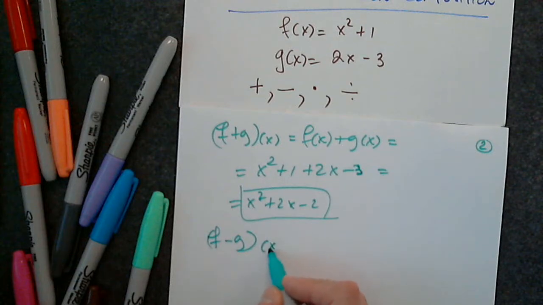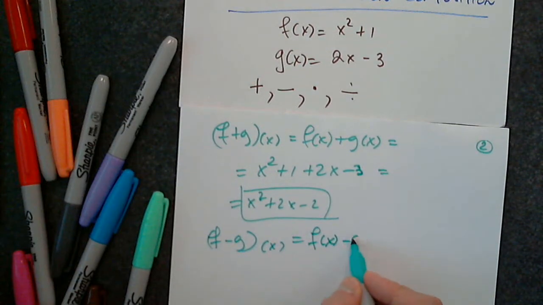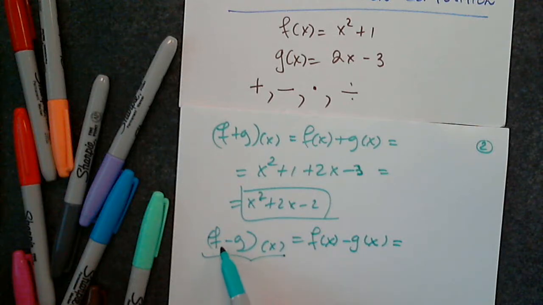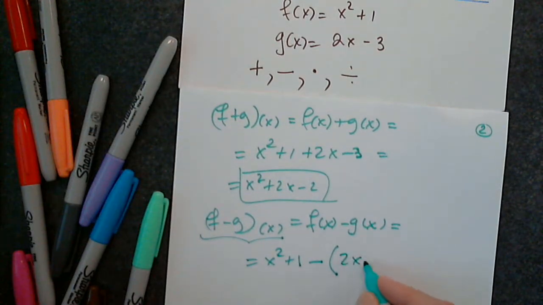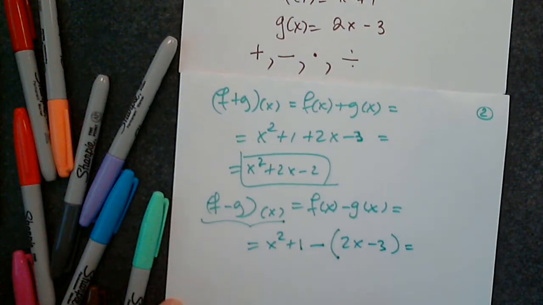Very good, awesome. Indeed, f of x minus g of x. Notice the notation: f minus g, parentheses of x. F minus g of x. I'll copy x squared plus 1, but subtract. If you don't want to distribute at once, just put parentheses and distribute later.